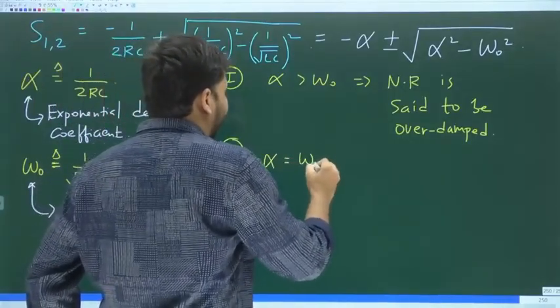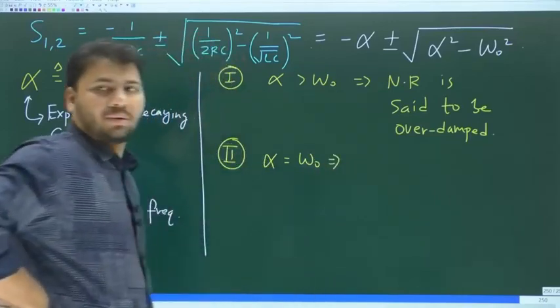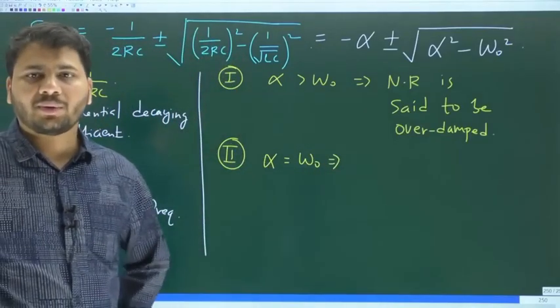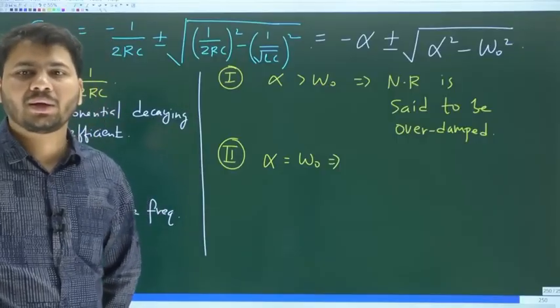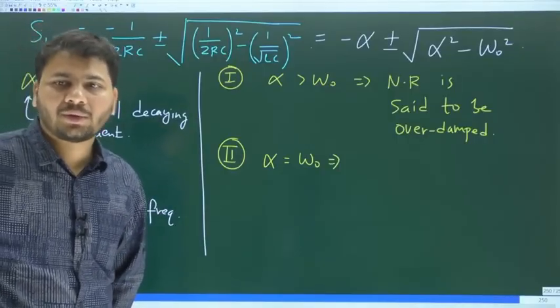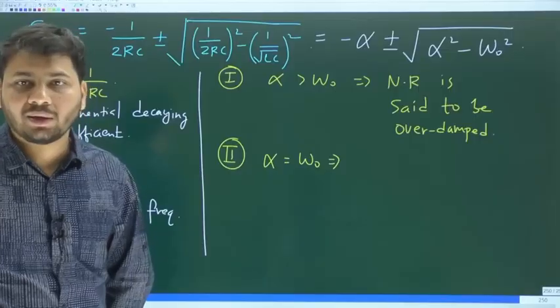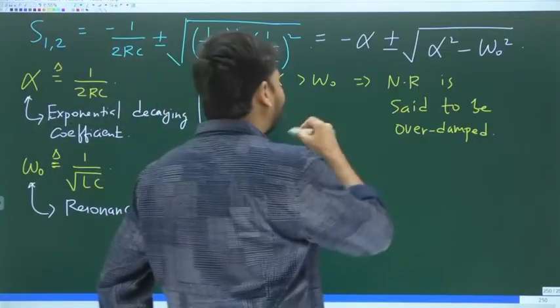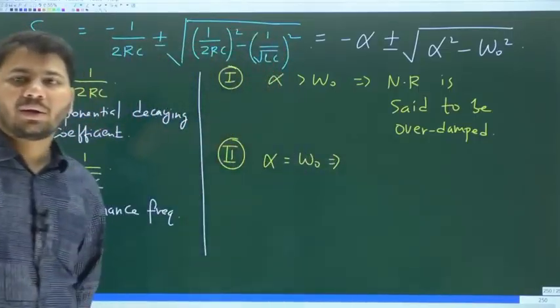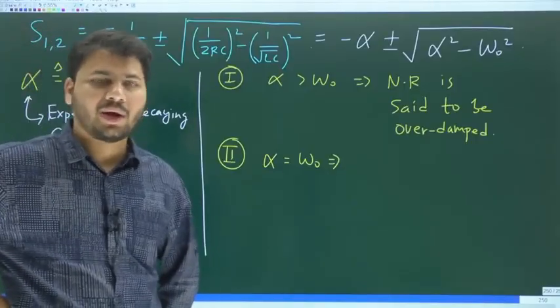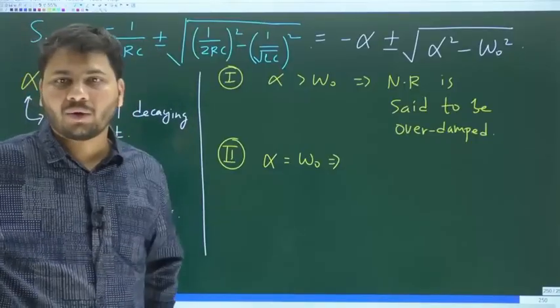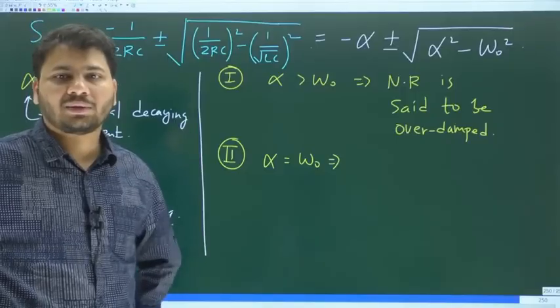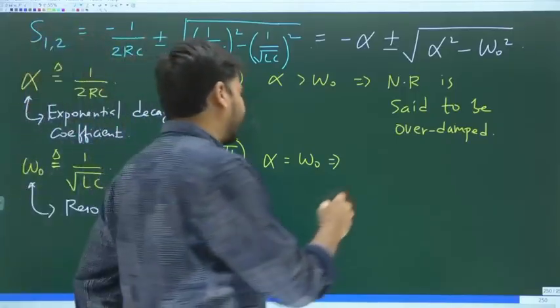Number two, alpha equal to omega naught. In this case, the natural response is said to be critically damped. When alpha is more than omega naught, natural response is said to be overdamped. And when alpha is equal to omega naught, the natural response is said to be critically damped. Okay.